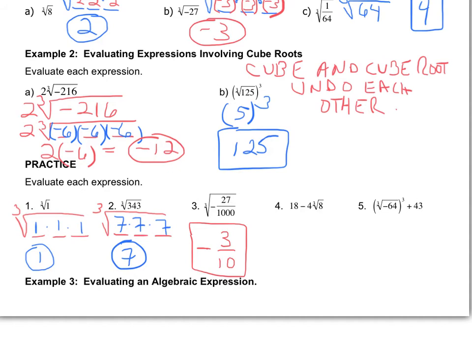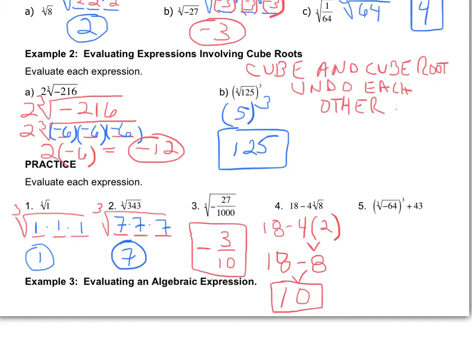On my next one, again, we now have to think order of operations. So the first move that we're going to make is take care of the cube root of 8. Well, 2 times 2 times 2. Then I'm going to move on to the 4 times the 2, which is the 8. Then I can subtract to get 18 minus 8 is 10.